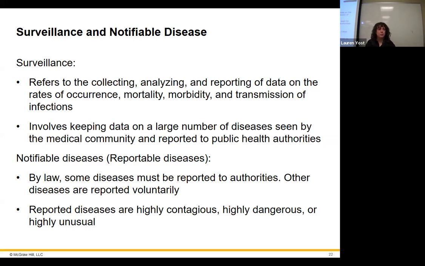Surveillance, basically looking at, I don't know, what it sounds like, the mortality, the morbidity, the transmission, the occurrence, everything going on with a disease at any point in time.